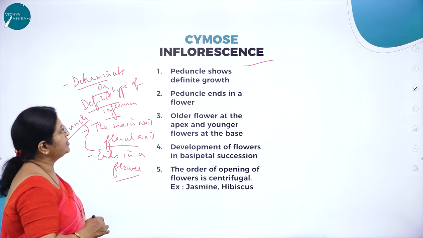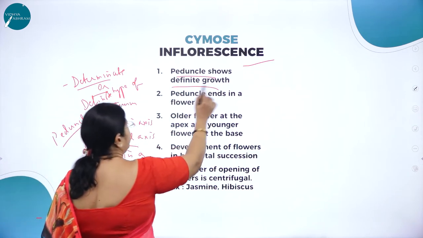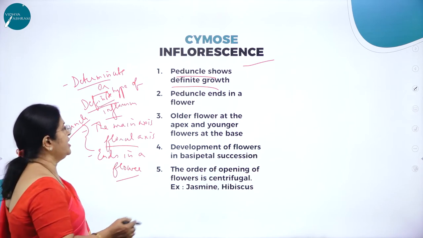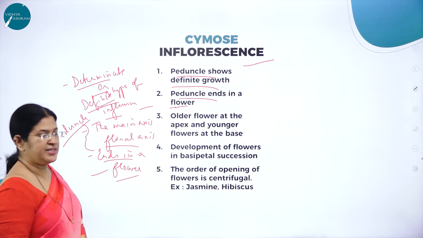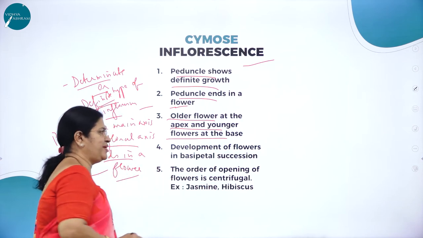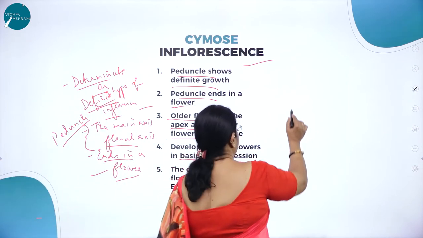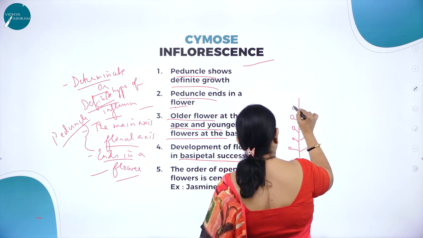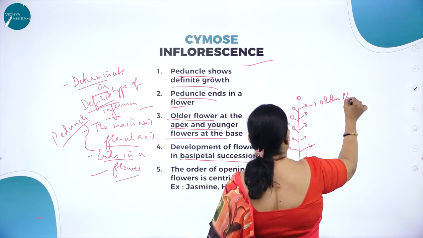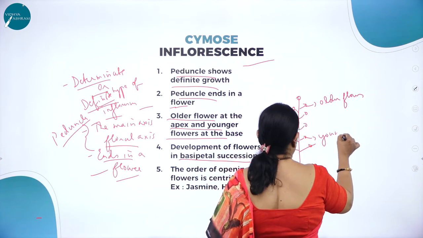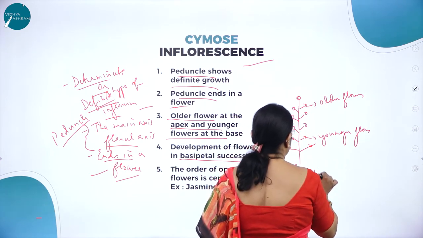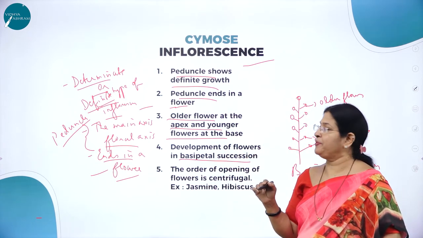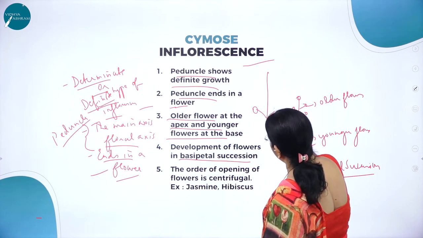Now let us see what are the features of this cymose inflorescence. Here the peduncle shows definite growth. There the peduncle shows indefinite growth. Here it is showing definite growth, hence the name, definite type of inflorescence. Here the peduncle ends in a flower. Older flower at the apex and younger flowers at the base. Hence it is called what? Basipetal succession. Here these are the older flowers and here this is the younger flower. This is called basipetal succession. In racemose inflorescence, it was acropetal succession. What was acropetal? Here the older flowers were at the base.